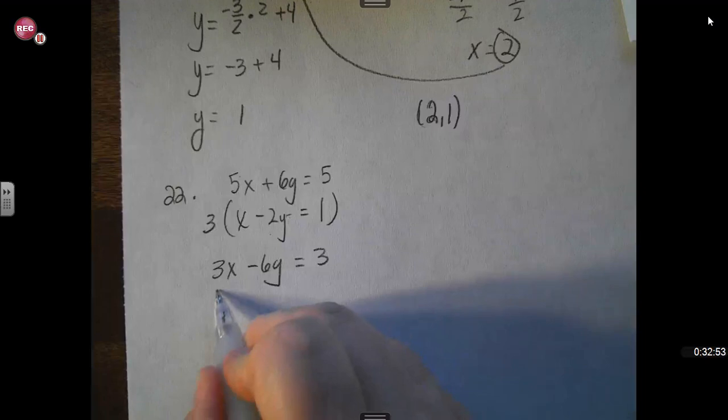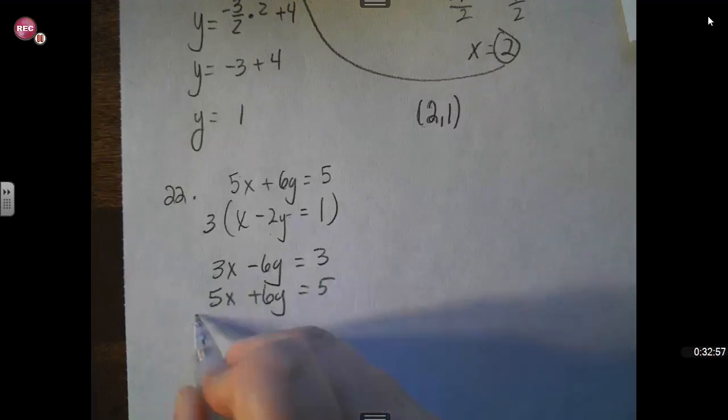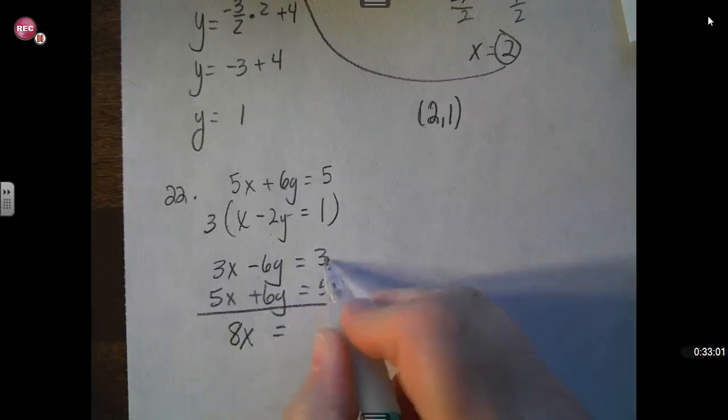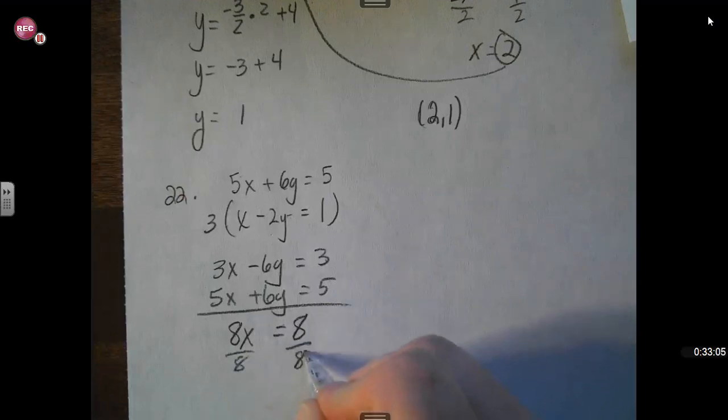And then I add the top equation, 5x plus 6y. And let's see, 3x plus 5x is 8x. And 3 plus 5 is 8. Divide both sides by 8. And x is 1.